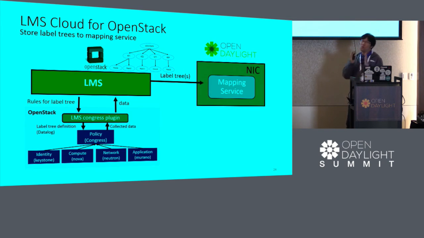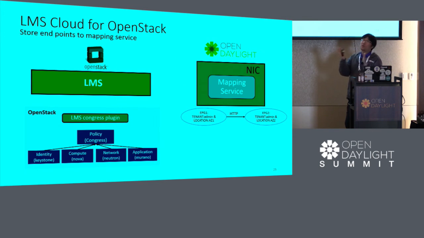Currently, we have an open API from the ODL NIC mapping service. We can store this label tree in the mapping service, and then use this label tree for creating any high-level intent. This is one of the examples. Basically, we want to allow HTTP traffic from EPG1 to EPG2. We define EPG1 as any virtual machine or endpoint whose tenant is admin and located in availability zone 1, and EPG2 is located in availability zone 2.